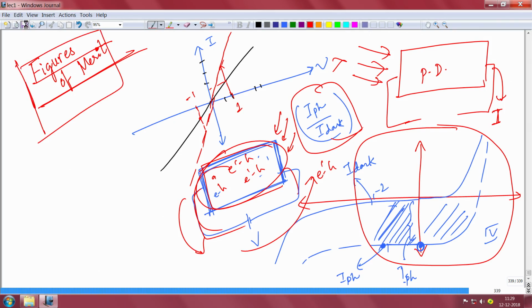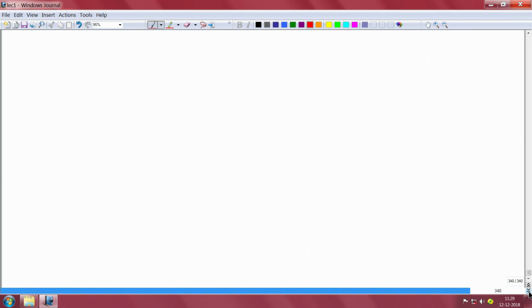So one of them is the photo to dark ratio that I keep talking about. Now let us come more systematically to the figures of merit. The first figure of merit is actually external quantum efficiency. Apart from the photo to dark current ratio, which should be very high, that is important to know, but a figure of merit would be external quantum efficiency.